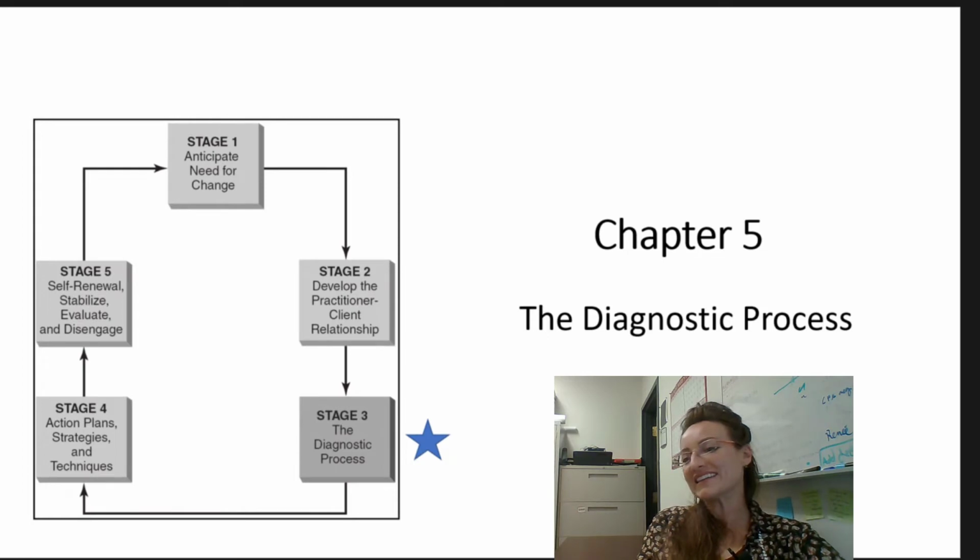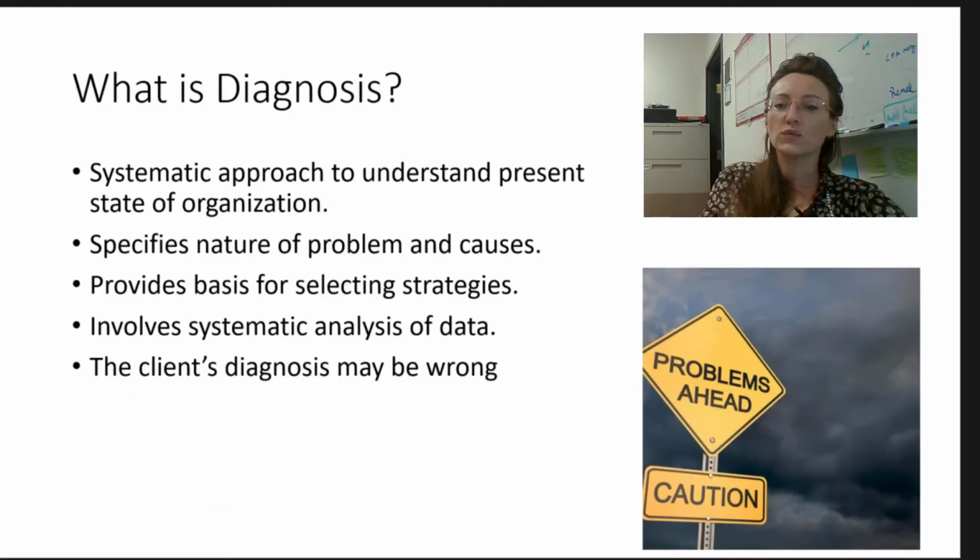With that, let's cover Chapter 5, your reading for today. We are now at Stage 3 in the OD practitioner's life cycle in an organization. Stage 3 refers to the process of diagnosing an organizational problem. So one of your big problems as an OD practitioner is, who is the client? The next one is, what's the problem? Problem diagnosis is a systemic approach that allows you to understand the present state of the organization. That's easier said than done.